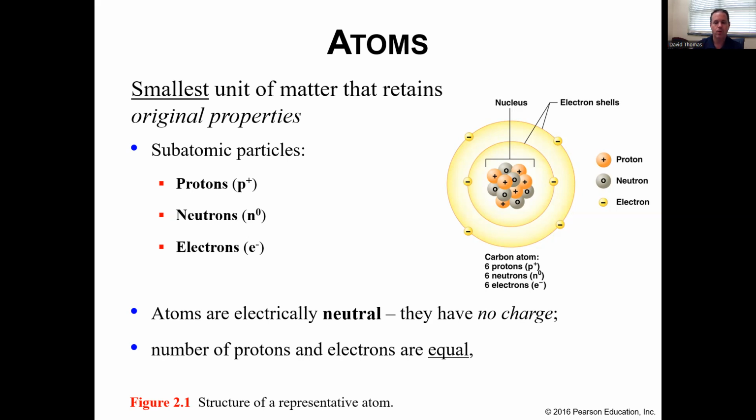We'll talk about what happens if there is a change in the charge, if you have an addition of an electron and that atom becomes more negative, or if you have the loss of an electron and then that atom will become more positive. And so we'll talk about that also in this chapter.